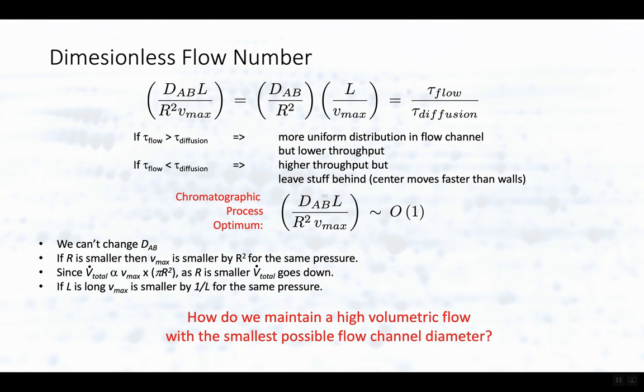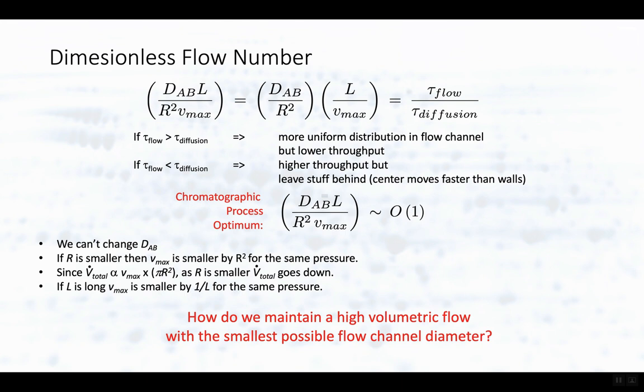Now it turns out, even though we want to optimize to a value of about 1, these variables are related to one another, so it's not always possible to do that easily. First of all, we can't change the diffusivity. Yes, we can up the temperature and that will increase the diffusivity a little bit, but for practical purposes we really can't change the diffusivity of component A in mobile phase B.